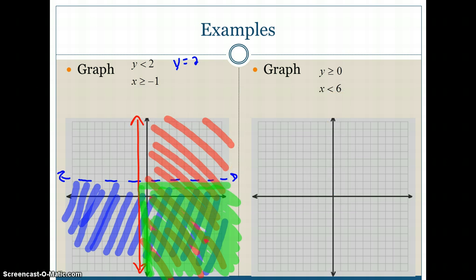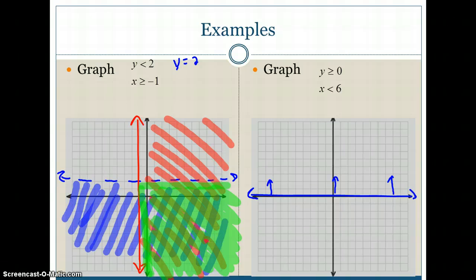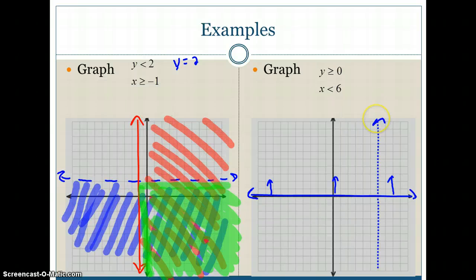Let's come over here to y is greater than or equal to 0. That is actually the x-axis. We'll come back to just showing the arrows. Greater than or equal to means we're going to shade up, just like that. And now we're going to have x is less than 6. So we go out to x equals 6: 1, 2, 3, 4, 5, 6. And we have a vertical line there. x is less than that means we shade towards the left. So our common shaded area, again, we'll do it in lime green, is this right here.